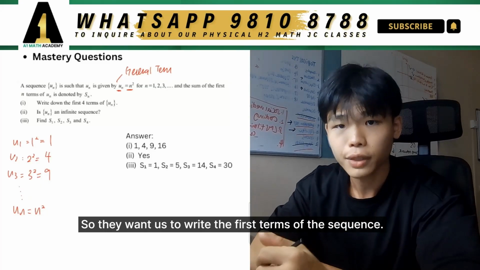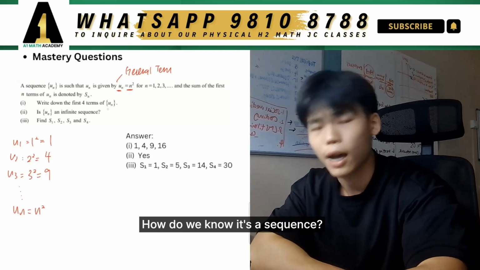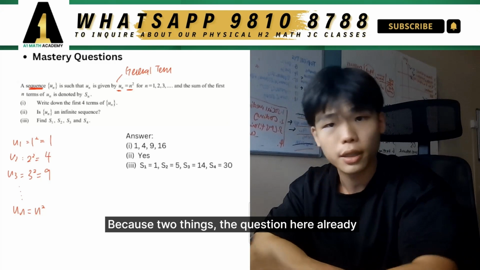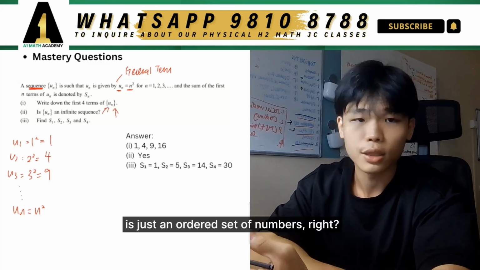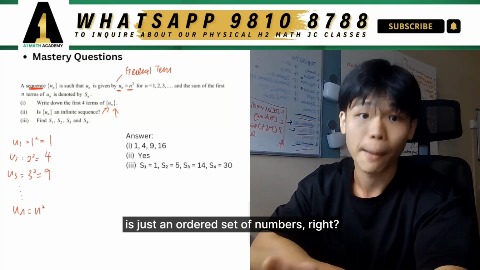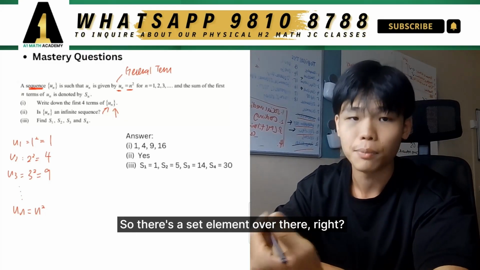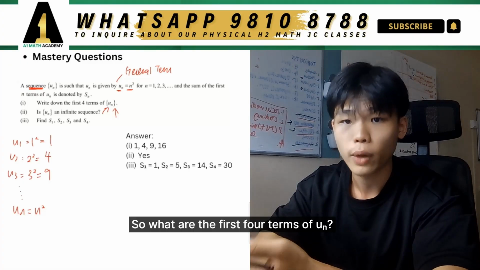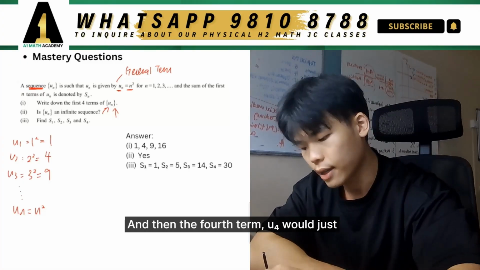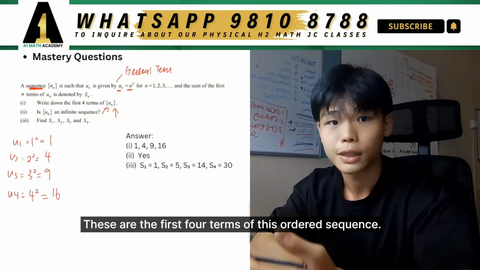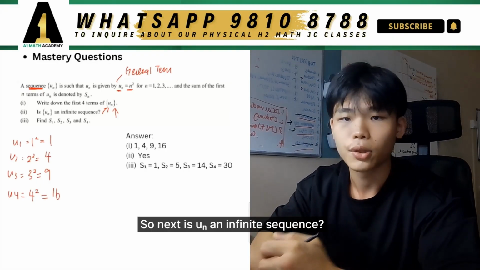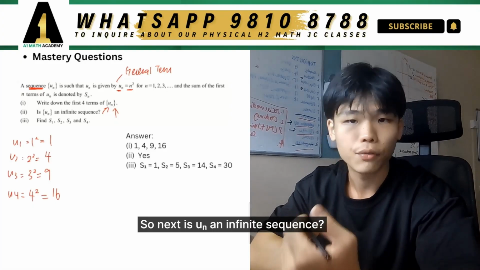So they want us to write the first 4 terms of the sequence. And how do we know it's a sequence? Because of two things. The question here already says a sequence, and we have a curly bracket, and we know that a sequence is just an ordered set of numbers, so there's a set element over there. So what are the first 4 terms of un? I actually wrote 3 already, and then the 4th term, u4, will just be 4 squared, and that will give me 16. These are the first 4 terms of this ordered sequence. So next, is un an infinite sequence?